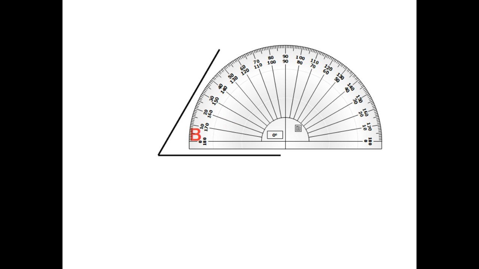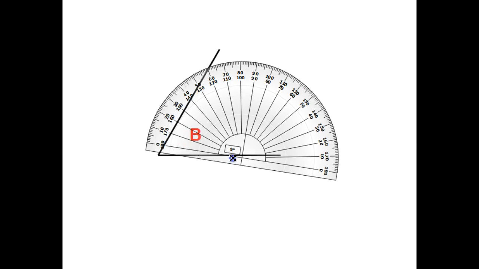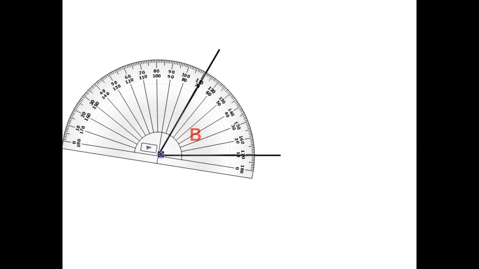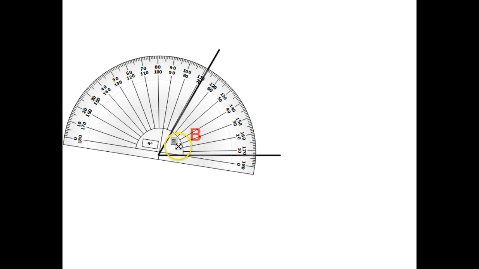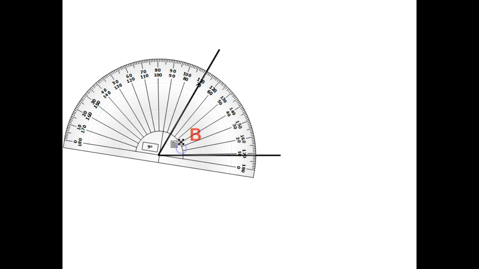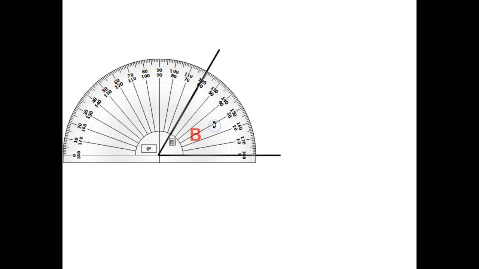Let's try out B. Again, first step, grab him, get your bullseye on there. Rotate him up. Whoops. Try it again. Rotate him up till I get to zero right on the baseline. Again, I have an acute angle, so I want the small numbers. This one looks like it's pretty much right on 60 degrees.